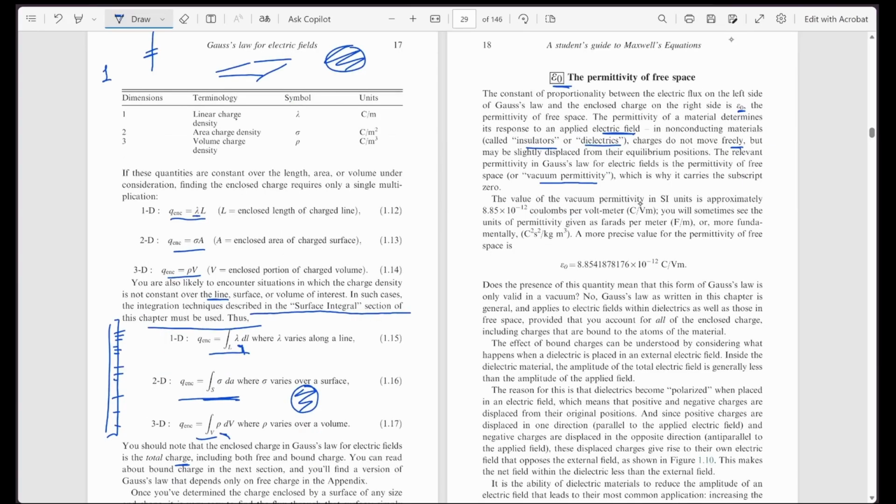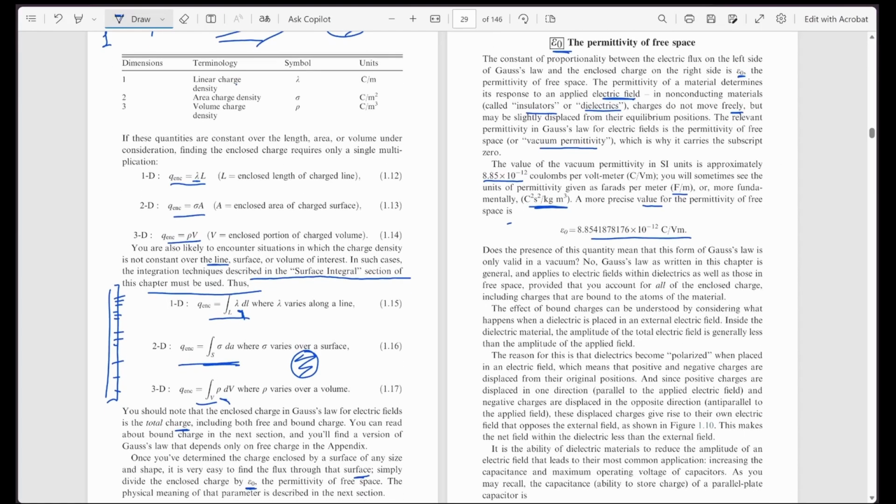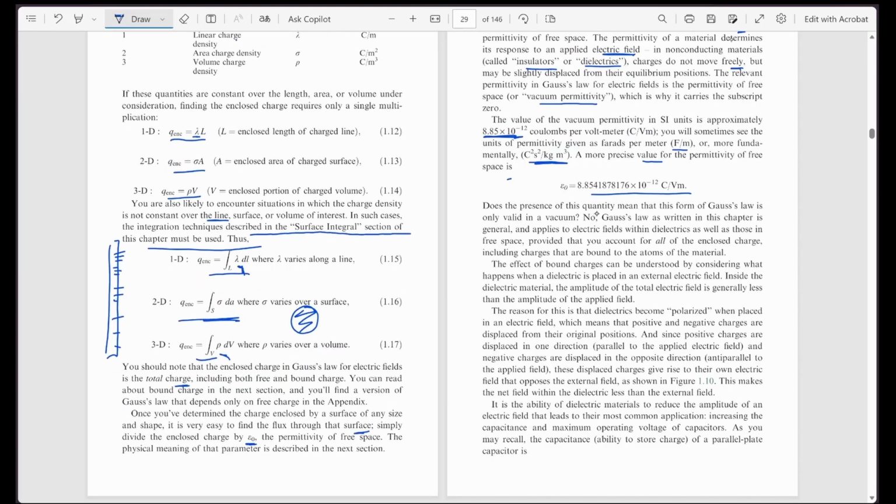The value of the vacuum permittivity in SI units is approximately this number, in coulombs per volt-meter. You will sometimes see the units of permittivity given as farads per meter, or more fundamentally, this unit. A more precise value for the permittivity of free space is this, but mostly we'll just estimate it to this value. Does the presence of this quantity mean that this form of Gauss's law is only valid in vacuum?